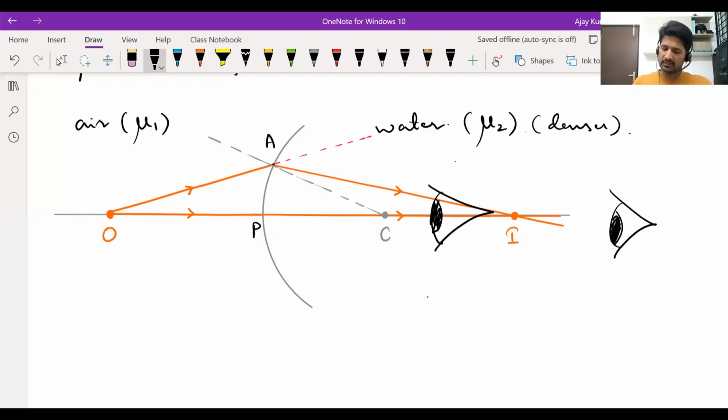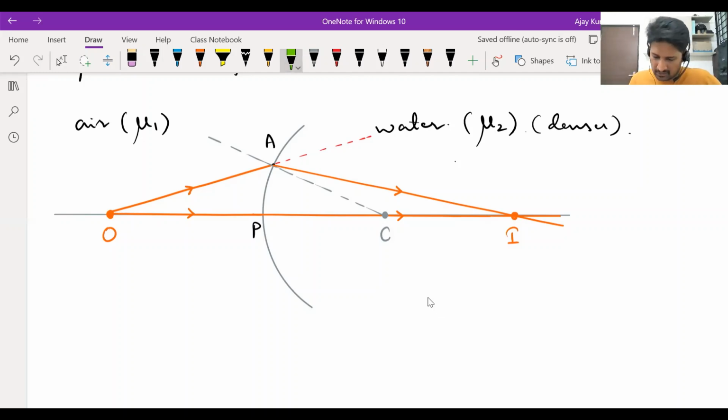Okay, we'll discuss all that when we talk about something called, what is that? Nearest distance or shortest distance of distinct vision. In this chapter itself, when we discuss the human eye, we're going to discuss that point. Then you'll understand why some images can be seen clearly, some cannot be seen. Image will form, but whether you will be able to see it or not depends on where you stand. Okay, we'll discuss all that.